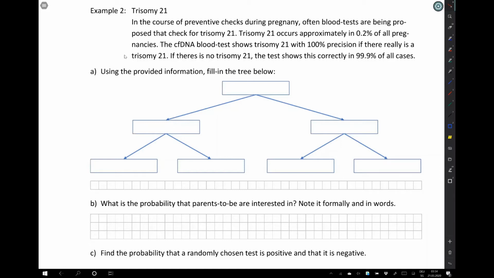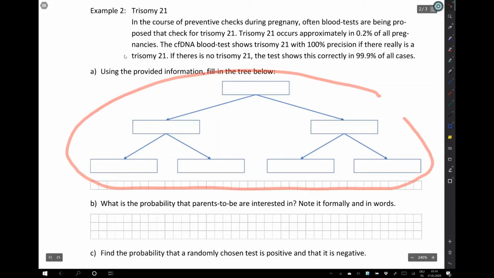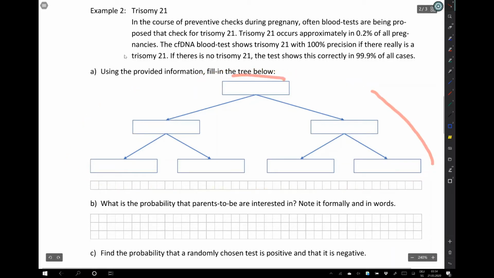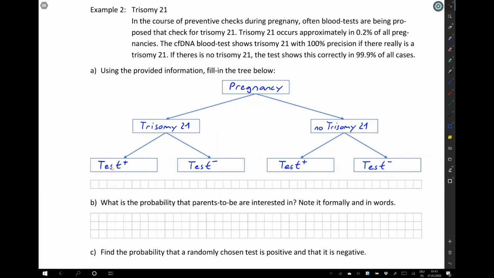Let us now find all related probabilities using a tree. First, fill in the boxes here of the tree. Stop the film, and here comes the result. Your tree should look something like this. Please note that test positive is not meant morally positive, but in medicine it means that the test shows what you have asked for. So here we ask for, is there trisomy 21? Test positive means it says yes, there is trisomy 21.